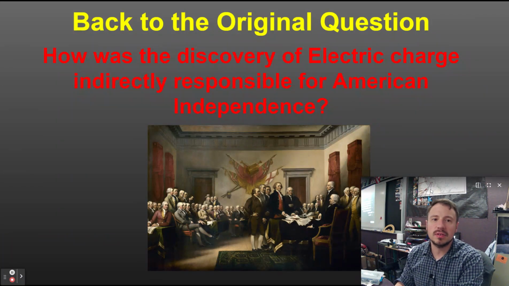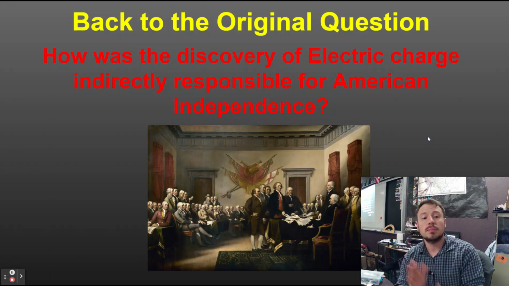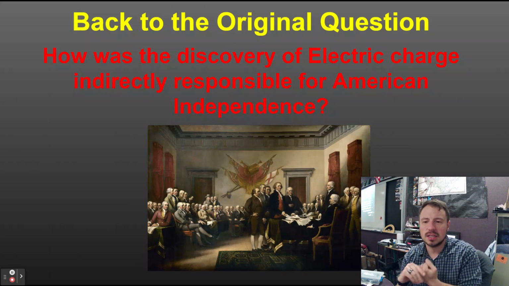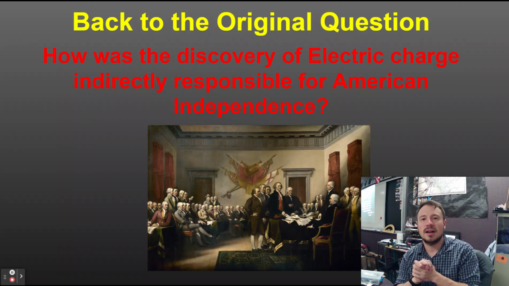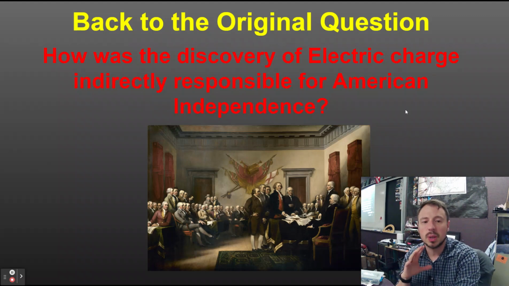So, how is the discovery of electric charge indirectly responsible for American independence? Like I said, Benjamin Franklin was huge, like a rock star, because he could describe the electromagnetic force and predict it. He was over in Europe during the American Revolution, and he was very good friends with the King of France, and he was able to use his influence to convince France to help America in the American Revolution.